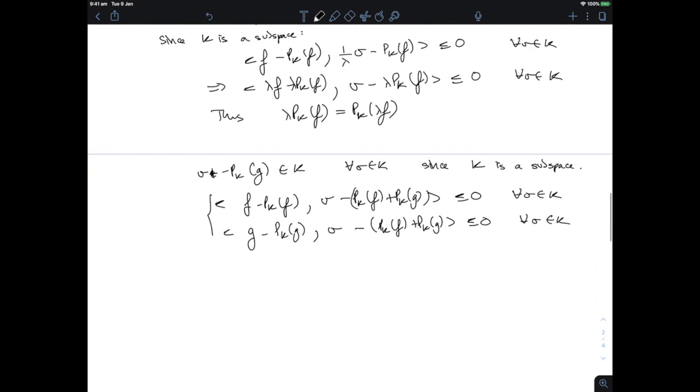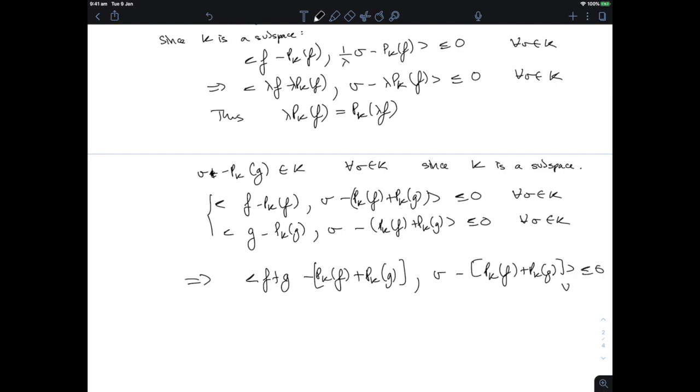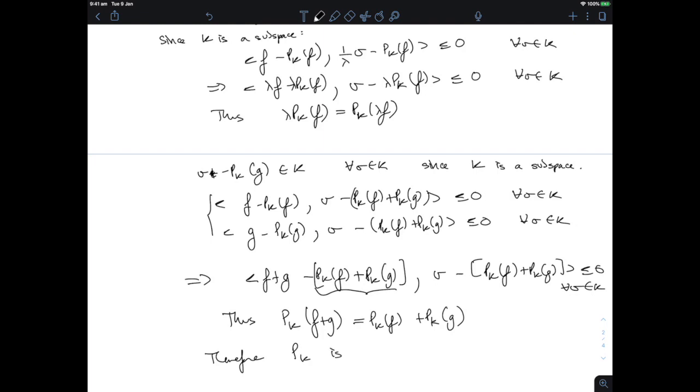So now all you have to do is add up these two families of inequalities and you get that (f plus g minus P_K f plus P_K g, v minus P_K f plus P_K g) is less or equal than 0 for all v in K. This characterizes the minimizer. So I have that the projection of f plus g has to be whatever is there, which is P_K f plus P_K g. Therefore, we've proven that P_K is a linear map.